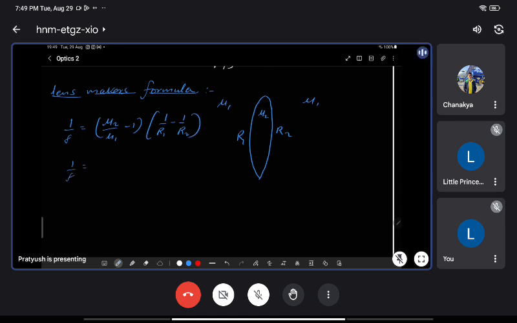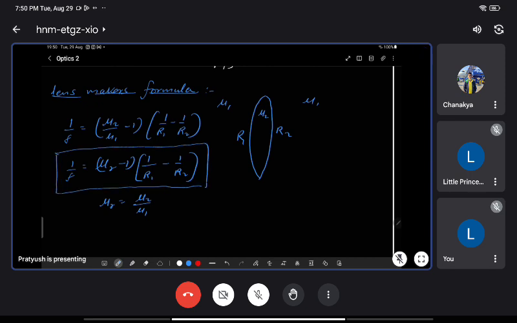This mu2 upon mu1 is called relative refractive index, and we generally write it as mu r, so 1/f = (mu r - 1)(1/r1 - 1/r2). What is this mu r now? This mu r is given by mu2 upon mu1. This is lens maker's formula. Okay, very important formula.